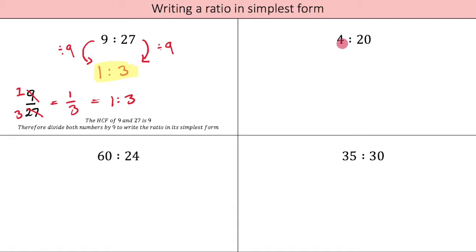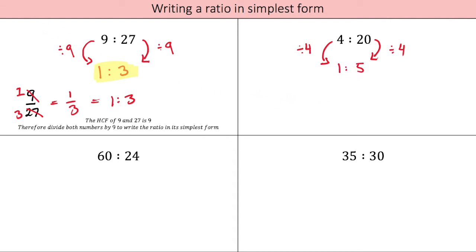We come over here. We go 4:20. What is my highest common factor here? It's 4. So if I divide this side by 4, I must divide this side by 4. Then 4 divided by 4 is 1, 20 divided by 4 is 5. And that's going to be my simplified ratio.